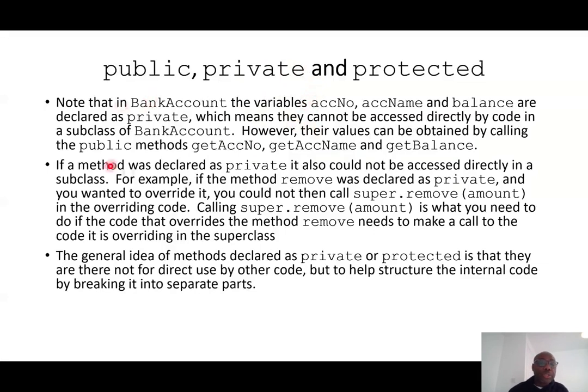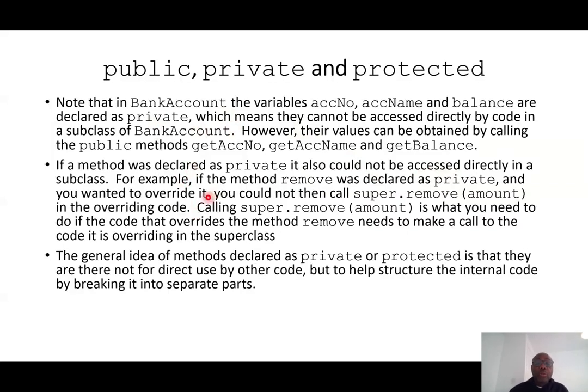And protected, we will see that it is protected from manipulations and the rest of it. So note that in bank account, the variables account number, account name, and balance are declared as private, which means they cannot be accessed directly by code in a subclass of bank account. However, their values can be obtained by calling the public methods get account number, get account name, and get balance. So you can obtain them because they are public.